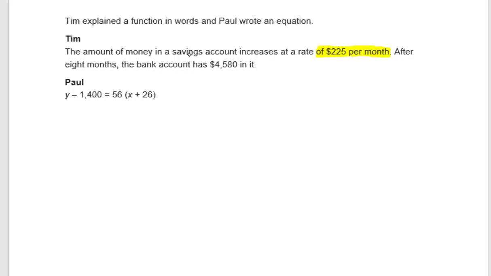And then you see that you're given an ordered pair. After 8 months, the bank account has $4,580. So we have the slope and we have a point. If we substituted this into point slope form and simplified, then we would be able to determine the slope and the y-intercept. Be sure to simplify.